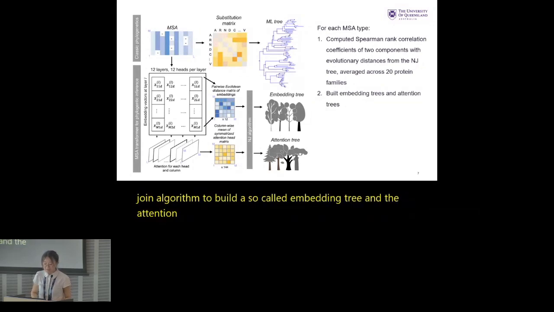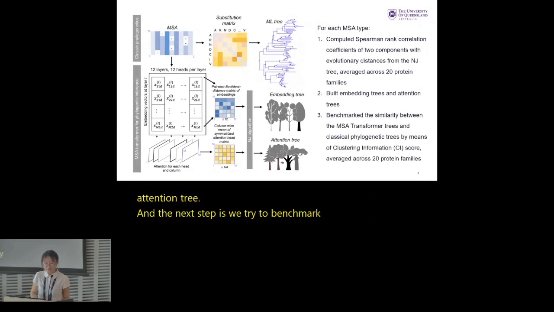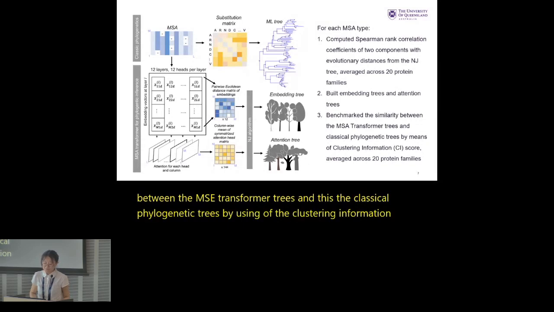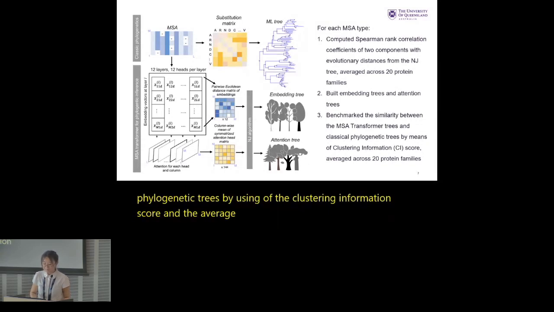The next step is we benchmark the similarity between the MSA transformer trees and the classical phylogenetic trees by using the clustering information score, averaged across the 20 protein families. The clustering information score measures the similarity between our inferred trees and the traditional phylogenetic trees. The higher score means the higher similarity.